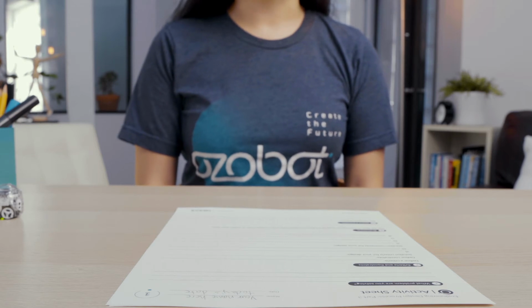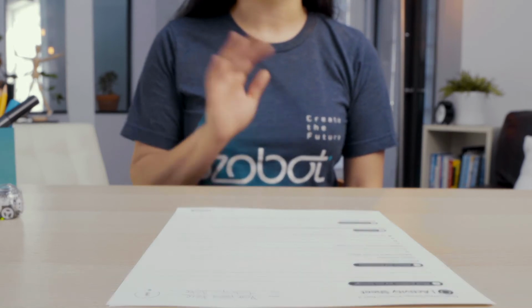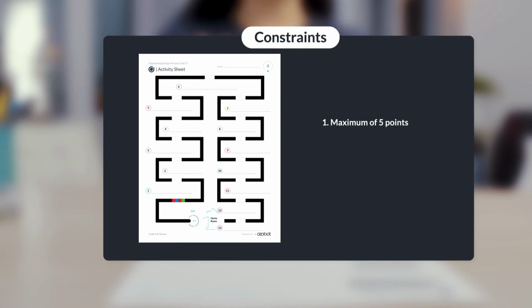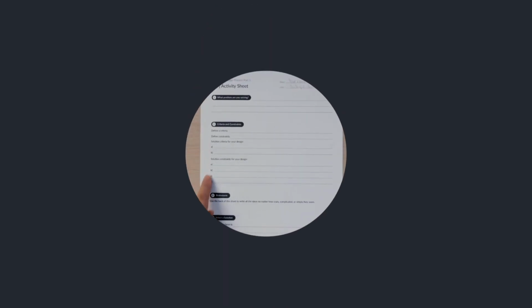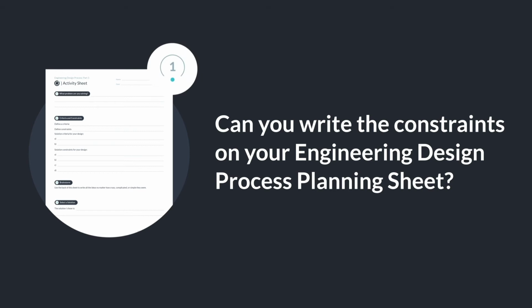The constraints of the program for the point counter are that you only have up to 5 points. So if you have 5 points and use a +1 code, it won't add another. You still have 5 points. If my point count is at 0, the Ozobot stops. I need to have at least 1 point for my Ozobot to keep moving. My Ozobot must stay on the line. No line switch codes. Can you write the constraints on your engineering design process planning sheet?